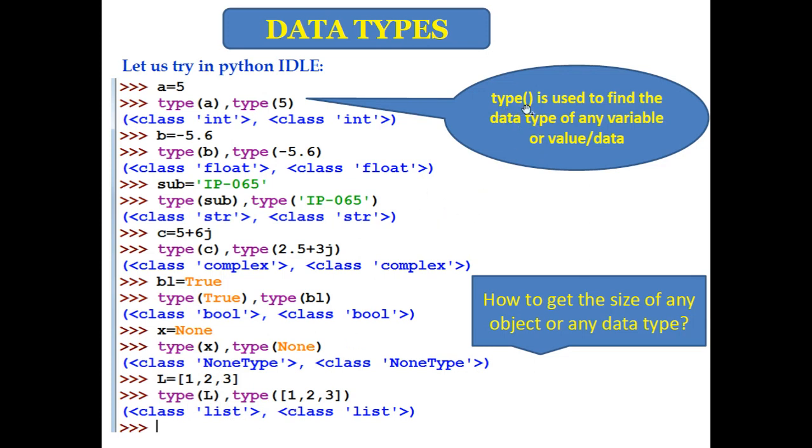Now here type is used to find the data type of any variable or value. Using type we can find at any point of time the data type of the value or variable or object. Now how to get the size of any object or data type? How will we come to know how much memory, how many bytes it occupies in the memory? Let's check with a small code.